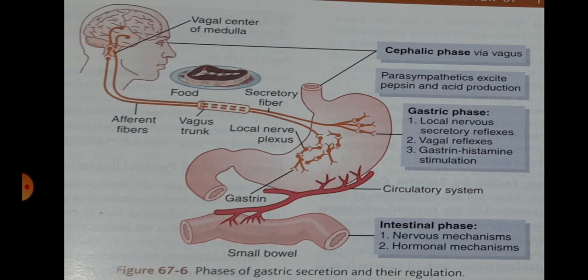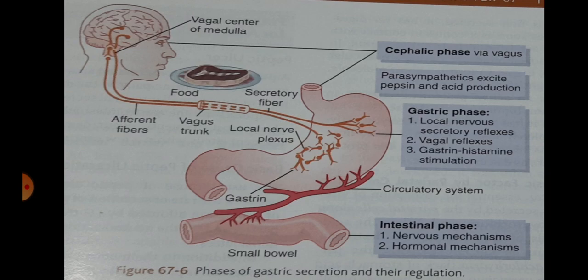Note this point. What are the stimuli for gastric secretion in the cephalic phase? 1. The sight, smell, thought, or taste of food, and the appetite were the stimuli for gastric secretion in the cephalic phase.